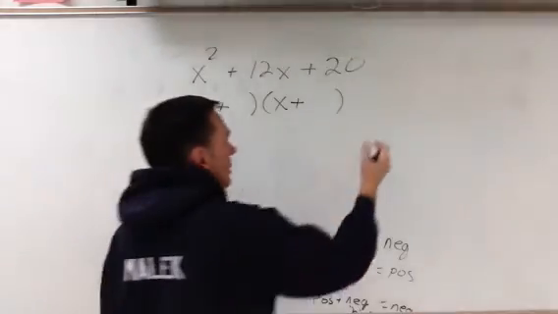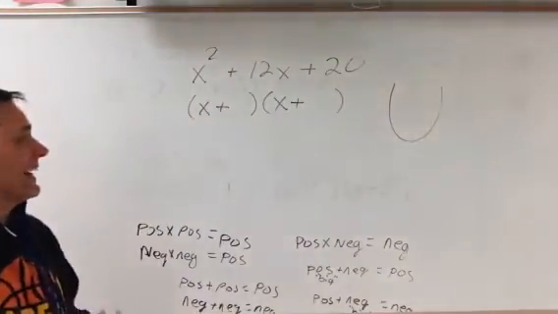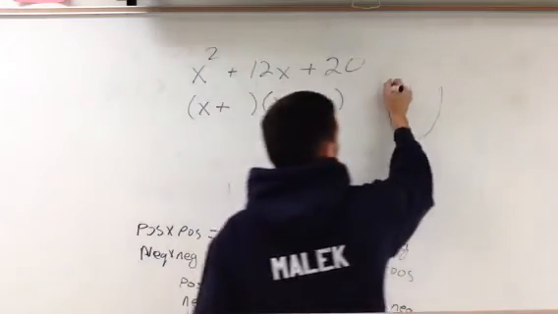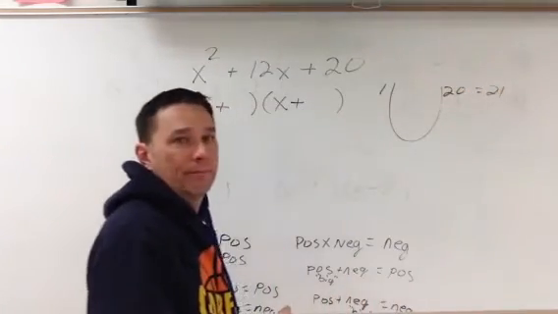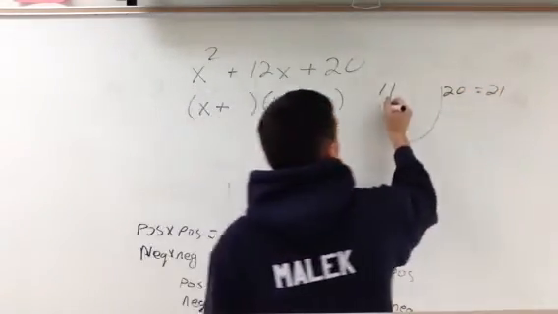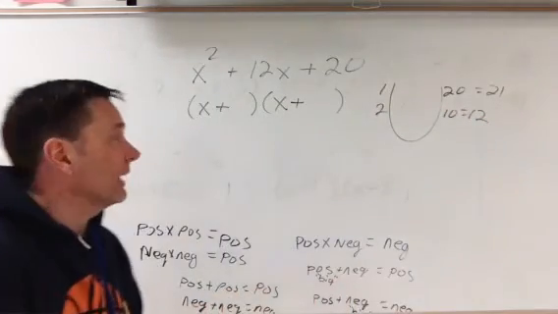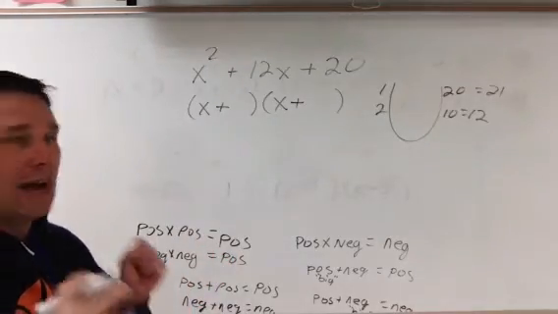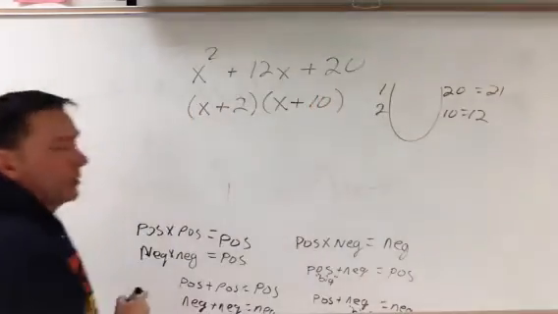I have to think about multiples or factors of 20 that add up to be 12. And I'm going to do the easy one, 1 and 20. No, that's 21. I'm going to go with 2 and 10. There it is. That equals 12. I can stop. I don't have to worry about doing 4 and 5. I found my factor. 2 and 10. And we're done.